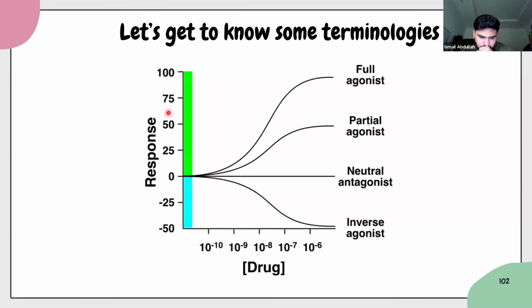So, are you familiar with these terminologies? Full agonist, partial agonist, antagonists, all those. Do you have any questions in this slide from these different terminologies? No, it's clear. Okay. Right.